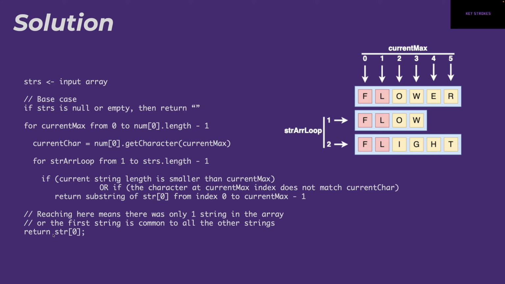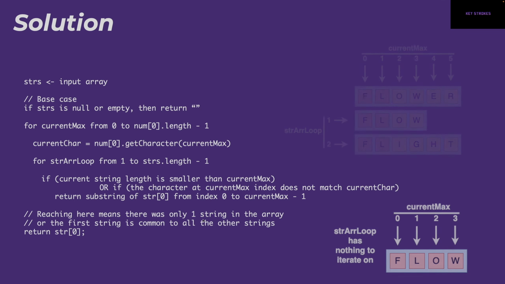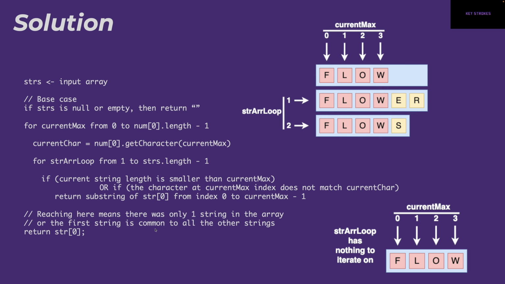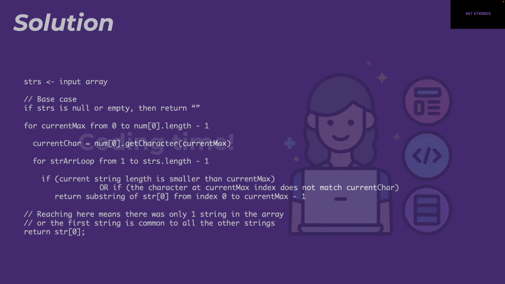And if we reach the end of this statement, then one of two things must have happened. Either there was only one string in the whole array, and if you have only one string, then that is the longest common prefix because there is no other string to compare to. Or the first string was common to all the other strings. That is, the first string was the shortest string, and that itself was the common prefix.